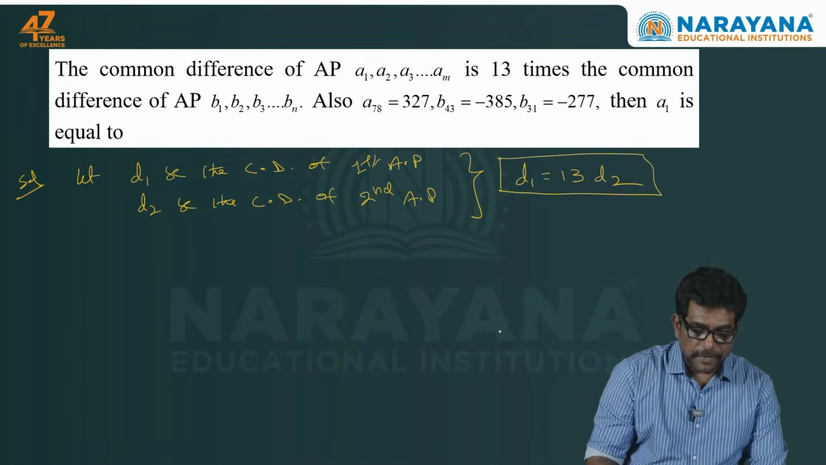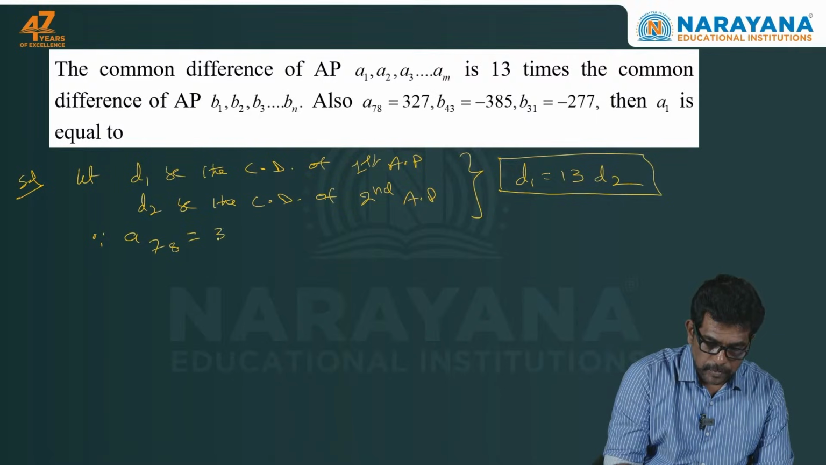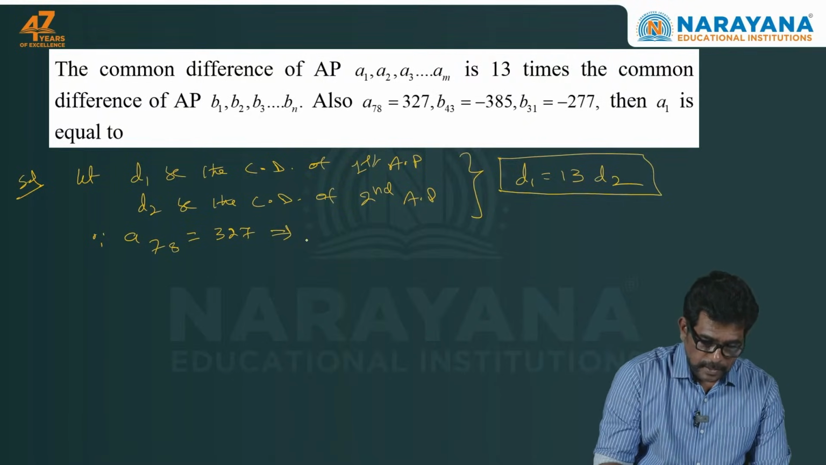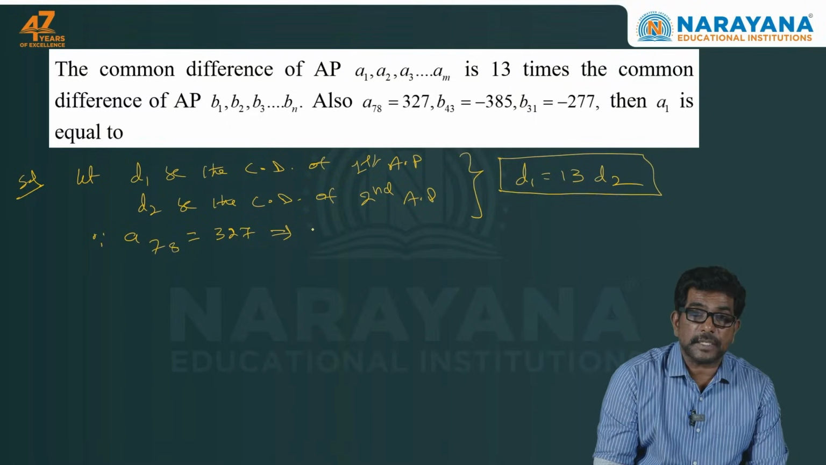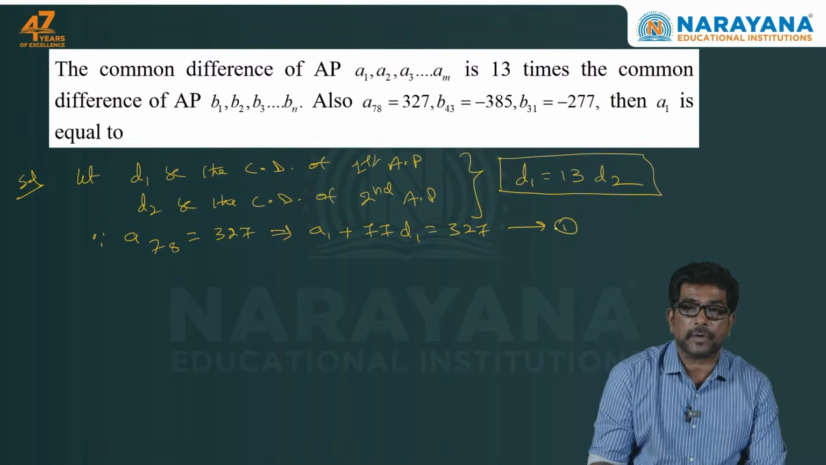Next, A78 is given. Since A78 is equal to 327, this can be written, with the first term of the first AP being A1, as A1 plus 77 D1 is equal to 327. This is equation number 1.